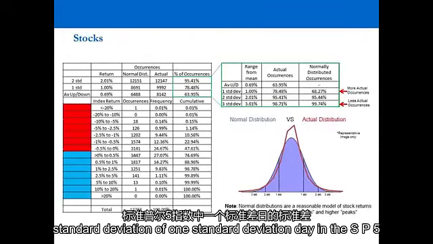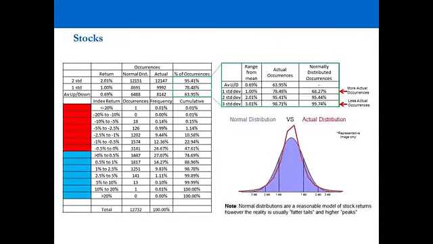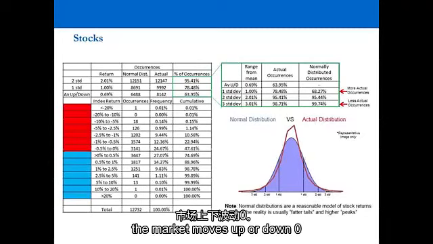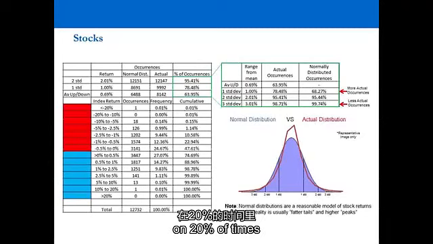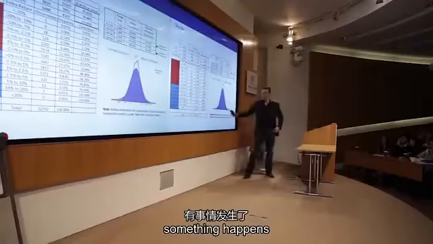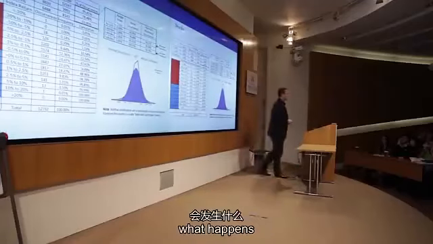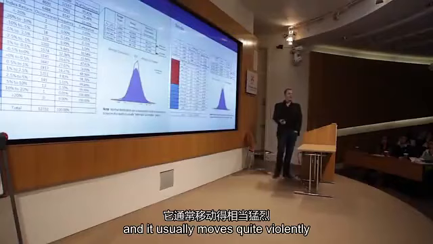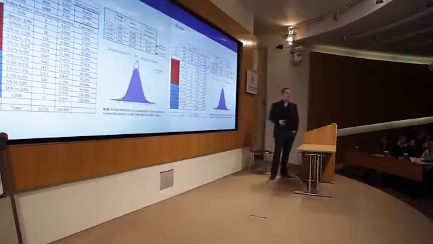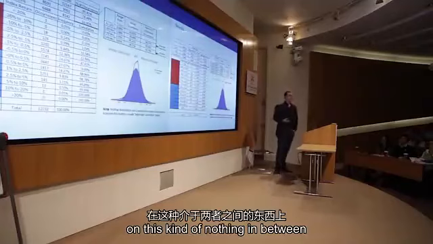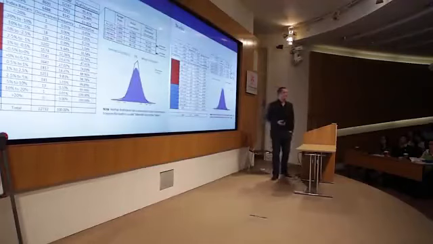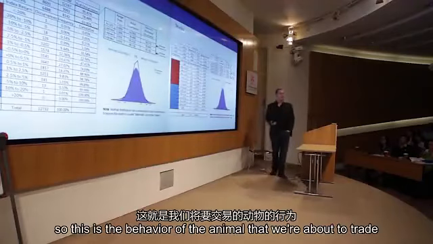Well, standard deviation, a one standard deviation day in the S&P 500 is 78% of times. So call it 80. It means 80% of the time, a normal day, the market moves up or down 0.35. And 20% of times, something happens. What happens? The market moves. And it usually moves quite violently, up or down. And there's kind of nothing in between. Does that make sense? So this is the behavior of the animal that we're about to trade.